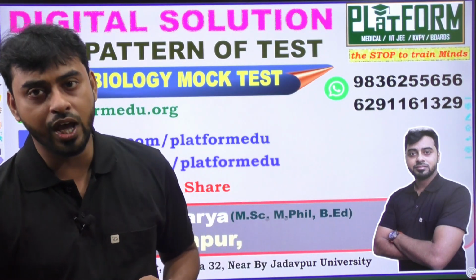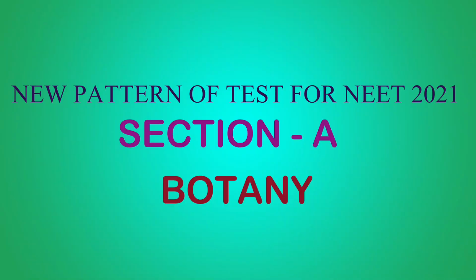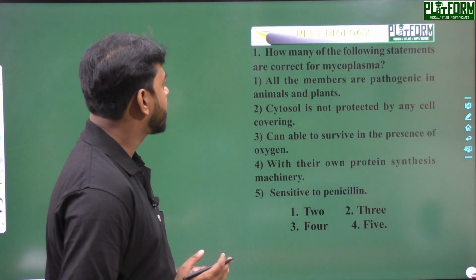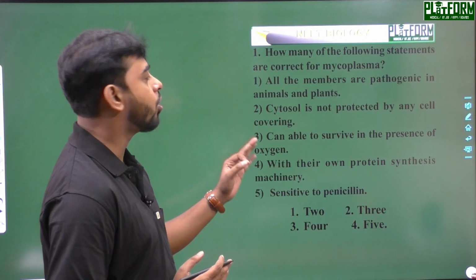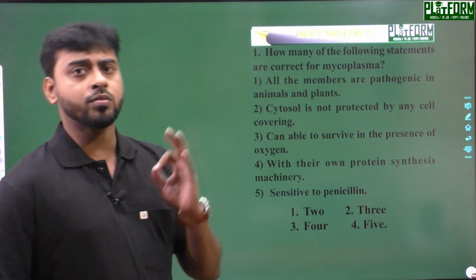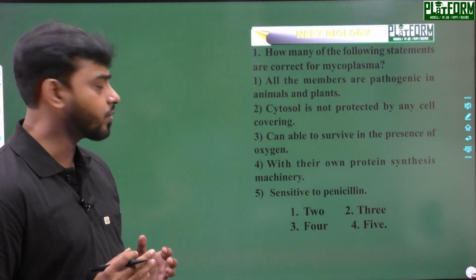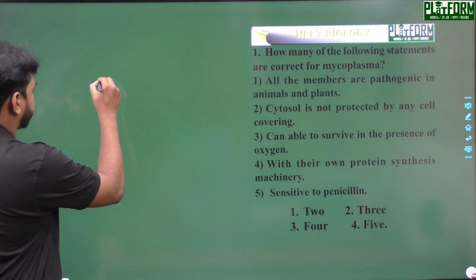So, starting today with the question which is displayed on the screen. So, here is question number 1. It is written: how many of the following statements are correct for mycoplasma? This is a question coming from the chapter Biological Classification. So we know what actually mycoplasma is.